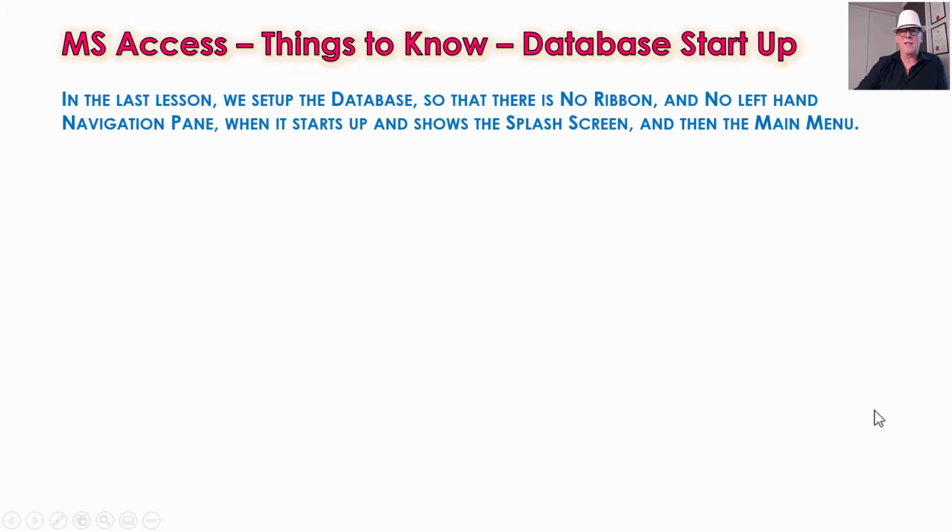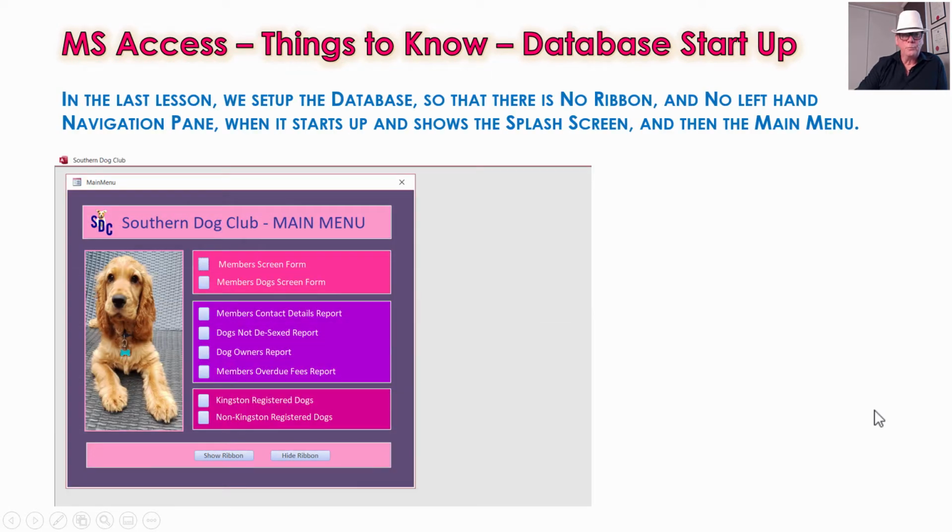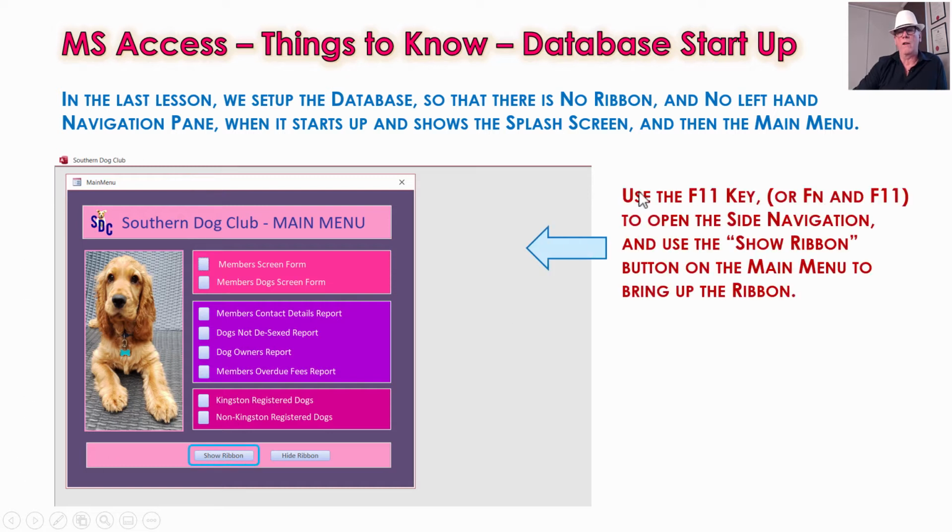Okay, and the last thing is starting up the database. Because we've set up the database that starts up all clean like this, we need to be able to get to the ribbon and get to the side navigation bar to do some of the building work for this lesson. So to get that side navigation bar back of all the Access components, which is not showing there, you just use the F11 key, function 11, which on a lot of laptops you have to press down a special function button like an FN button and then press the F11 at the top of the keyboard to get that happening, and that'll open up the side navigation. If you want to close it back down, just do F11 again.